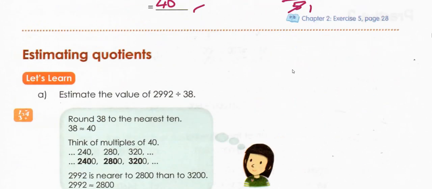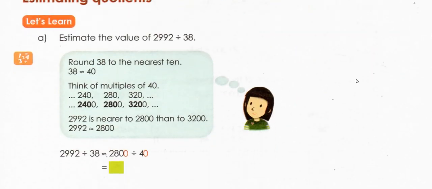Then estimating the quotient. Let us estimate the quotient here. The same thing you have estimated in your multiplication, now you estimate in your division also. 2,992, and this is your 38. Suppose you make this as 40, then which number here should you change to the nearest value so that you can cancel this? 2992, here you have 4.